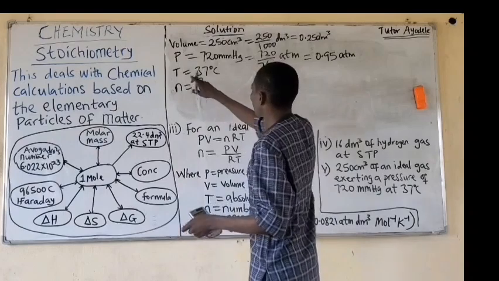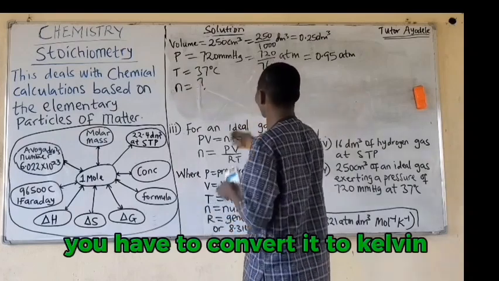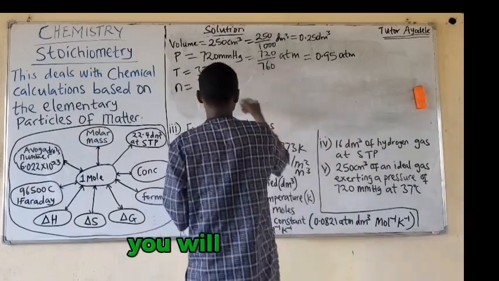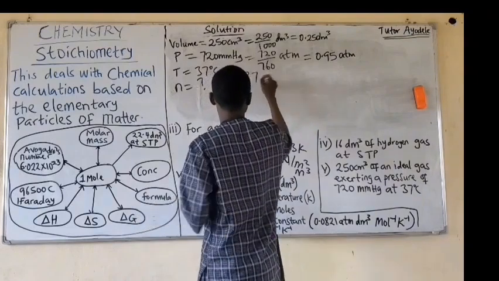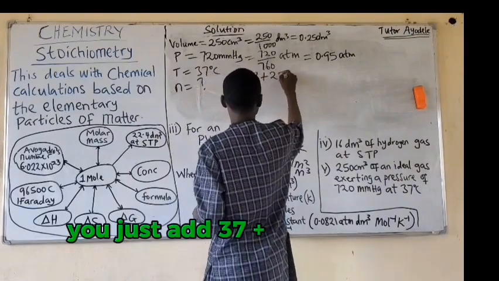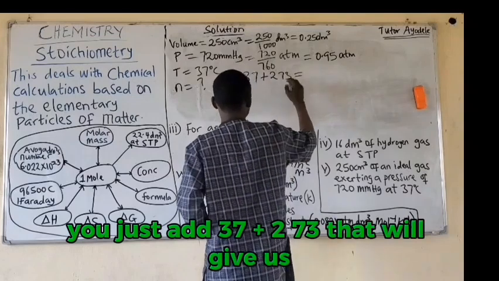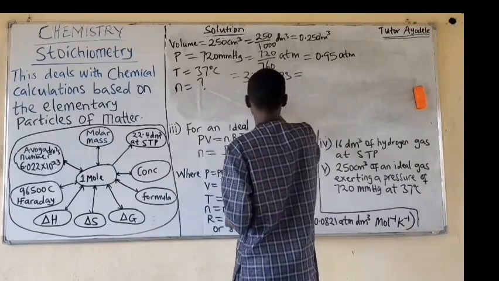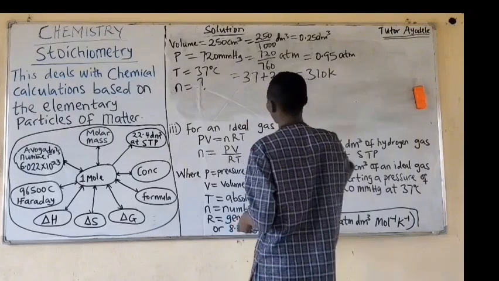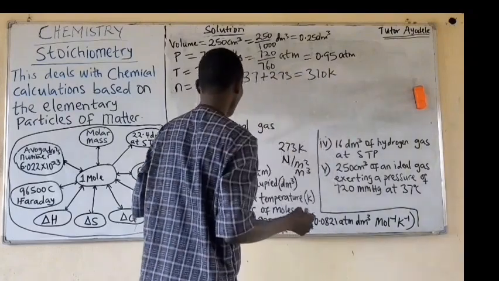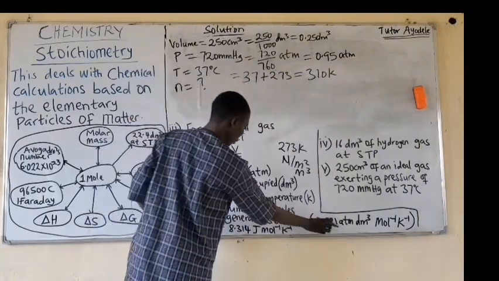For the temperature, you have to convert it to Kelvin. To convert from degree Celsius to Kelvin, you just add 273. So 37 plus 273. If you add this and this together, it will give you 310 Kelvin.